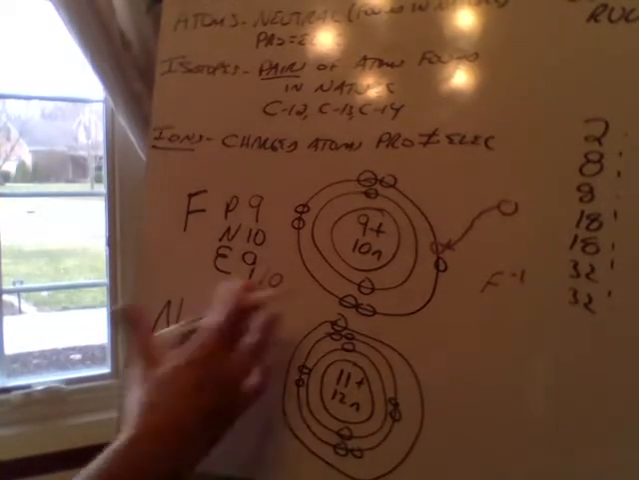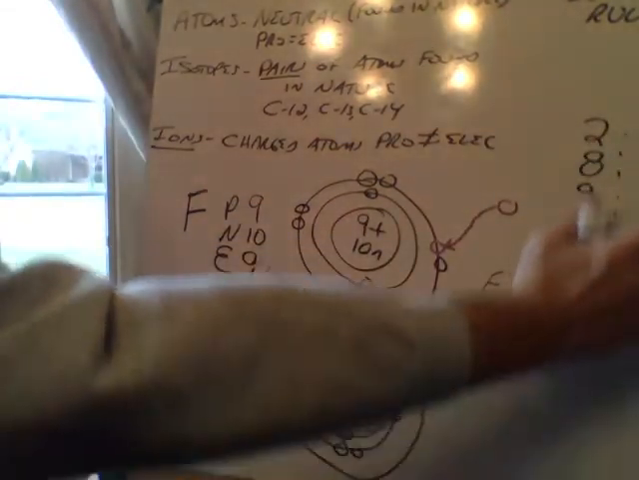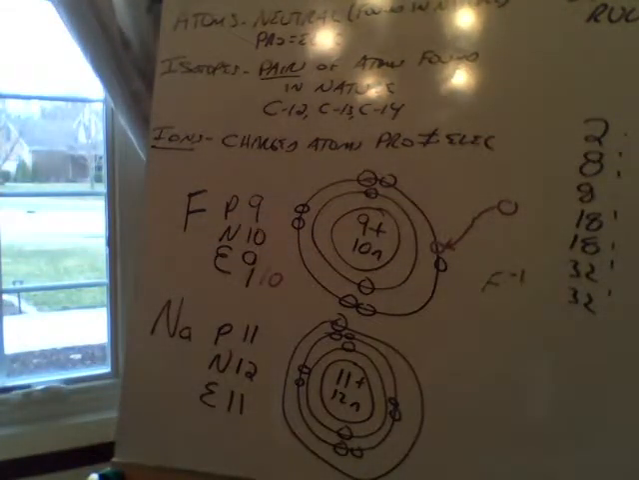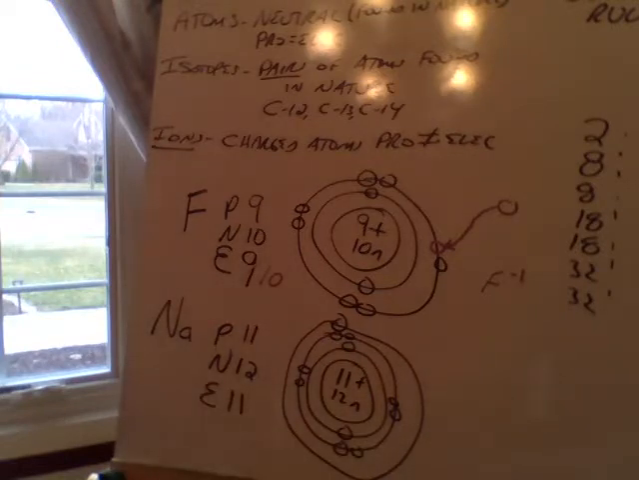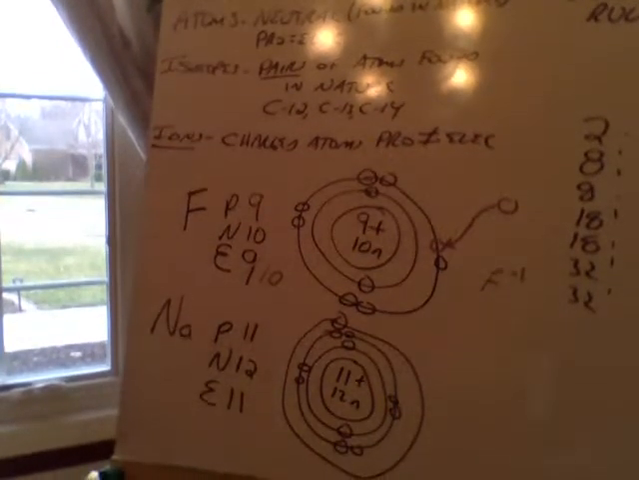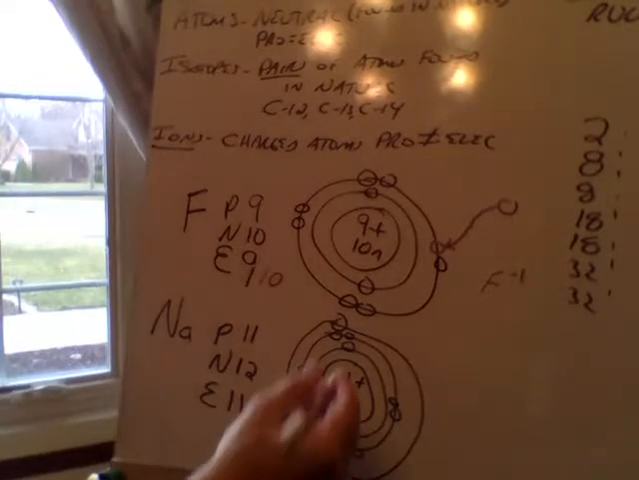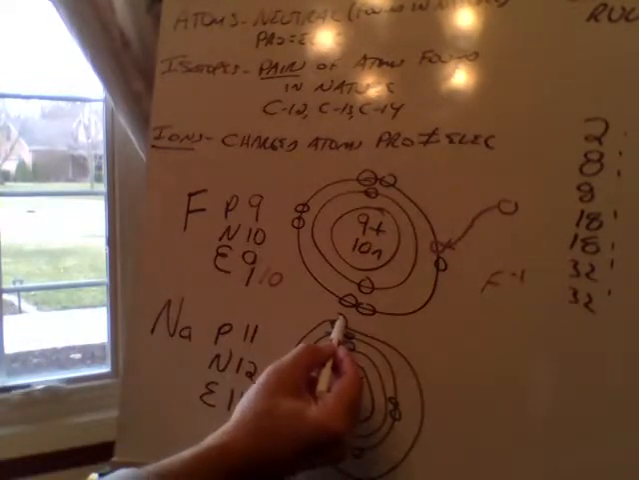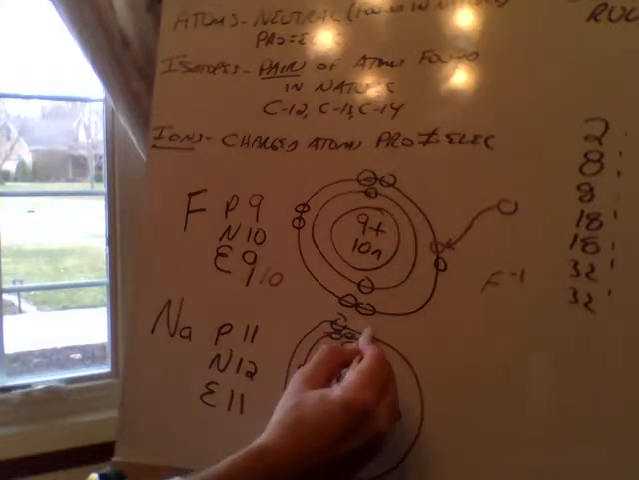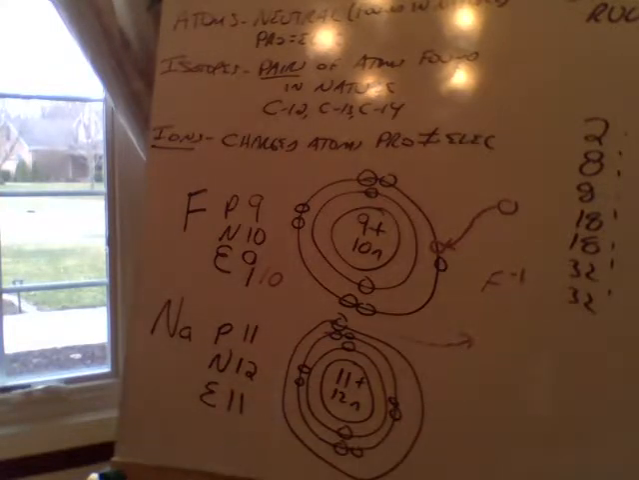So the deal is this. We want to make these stable. This has one too many, so it gives it away. This thing right here is trying to hunt to look for one. It's got one right here available, so it's going to kick this one out. See ya, get out.